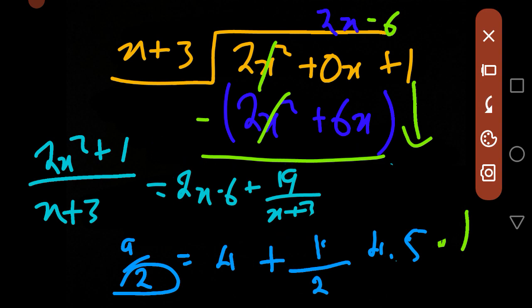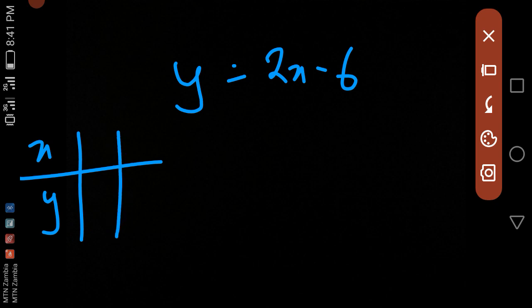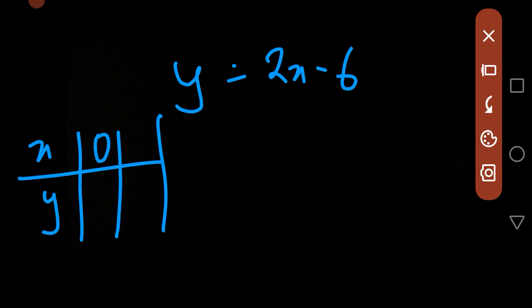Now with the oblique asymptote, we're only interested in the actual quotient, which is the one that we have on top there, which is 2x minus 6. So we're going to say y is equal to 2x minus 6. And then we're going to plot this on our xy plane. We're going to come up with a box like that, and then I can put my 0 there, and a 0 there. If I put 0 for x here, it's going to be 2 times 0 minus 6, so I'm going to get a minus 6.